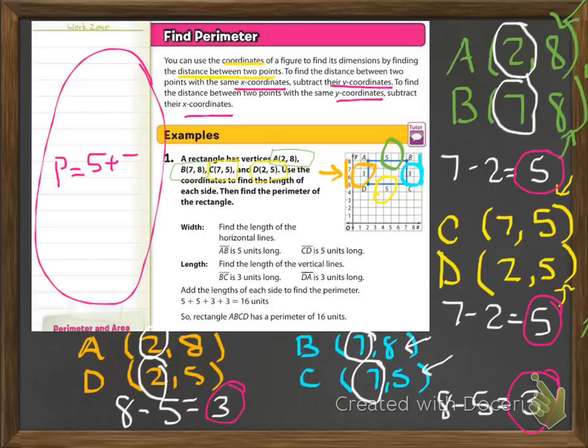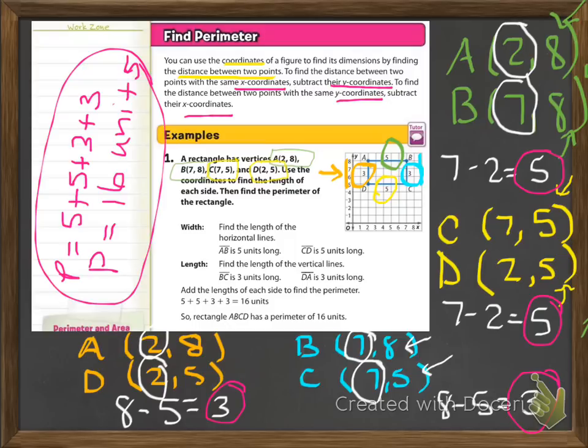5 plus 5 plus 3. Let me go backwards. I'll go sideways here. Okay, so you can see we've got 5 plus 5 plus 3 plus 3, and we get P equals 16 units.